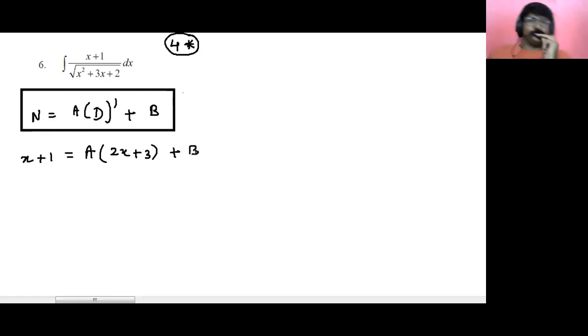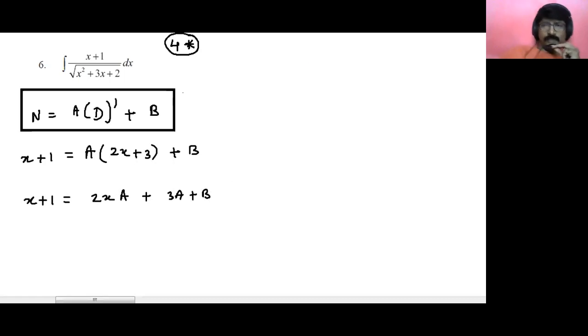I hope you understood now. And now what will happen, guys? So numerator x plus 1 can be written as 2a x plus, this will become 3a plus b. Now we'll have to compare the coefficients. See, look at this. This is the x coefficient. What is the x coefficient over here? The x coefficient over here is 1, which is equal to what is the x coefficient over here? 2a. I hope you understood. So what is the value of a? The value of a is 1 by 2.